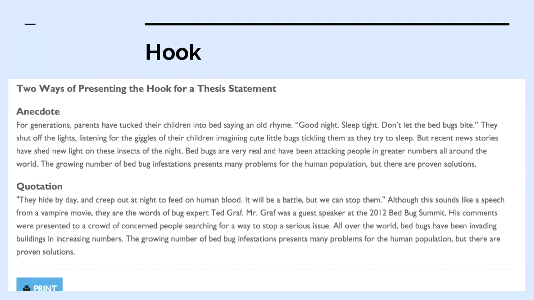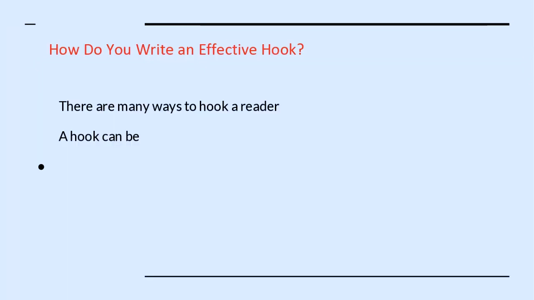So these are the 2 hooks that I want you to use for this, either an anecdote or a quotation. Right? Please don't ask any questions or give any surprising facts. For 2.06, we are going to practice the hooks in these 2 ways. So either an anecdote or a quotation. So a hook can be an anecdote or a quotation.